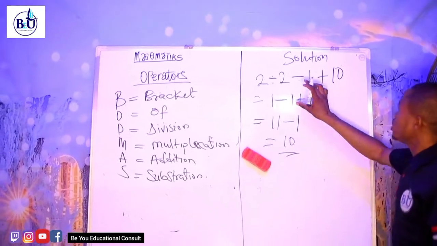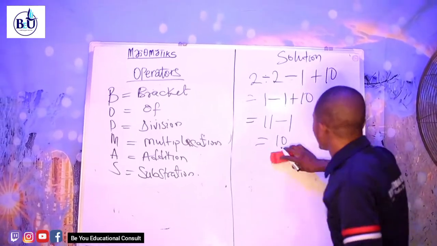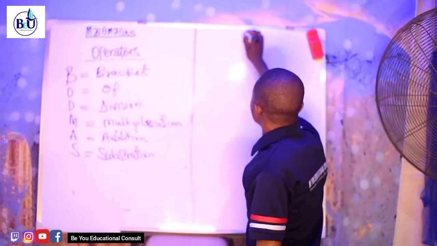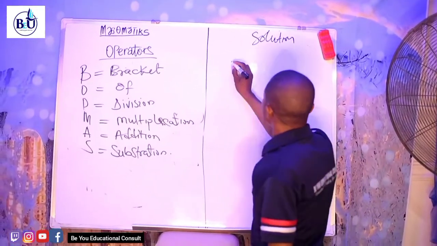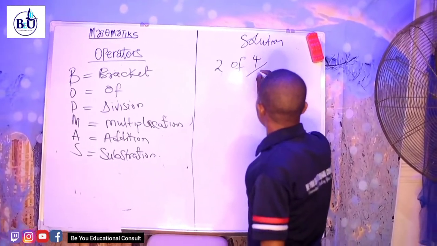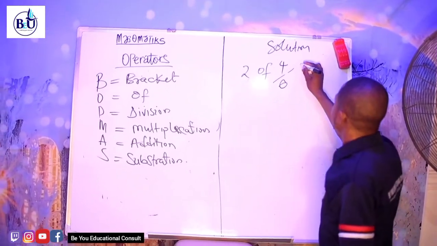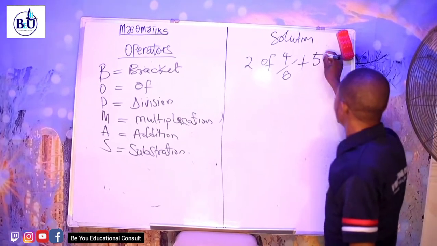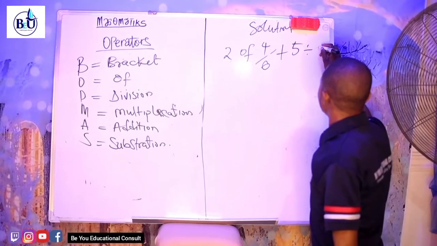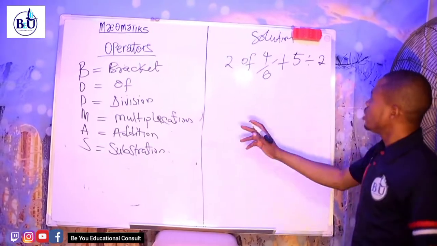You understand that this is the first thing to do, this is the second thing. I'm going to give you one more example before I conclude this lesson. Let me give you the last example before I wrap it up. Solution. If I say 2 of 4 whole number 1 over 2, or let me say 6 plus 5 divided by 2. If I ask you to do this, the first thing you should consider is the "of".